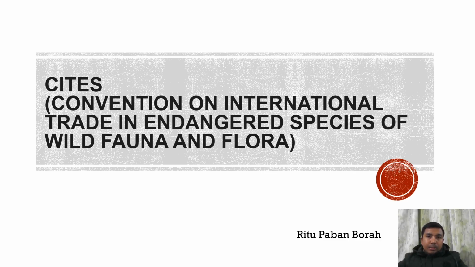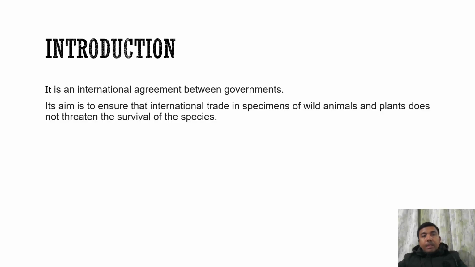The full form of CITES is Convention on International Trade in Wild Fauna and Flora. It is basically an international agreement between governments with an aim to ensure that the trade of wild animals or plants should not hamper the existence or the survival of the species. So basically, CITES is an agreement between governments for the protection of wild flora and fauna.